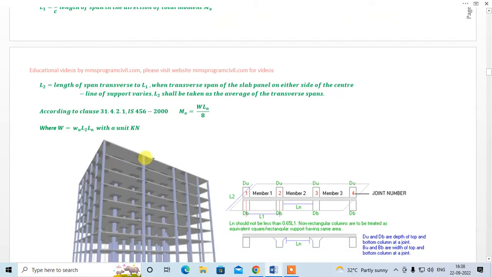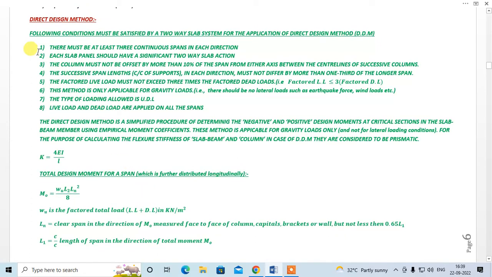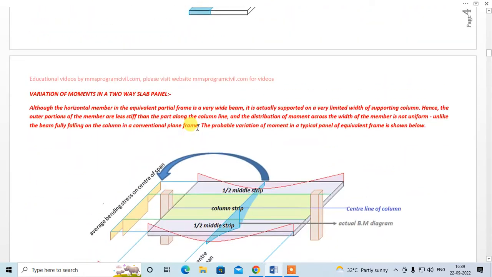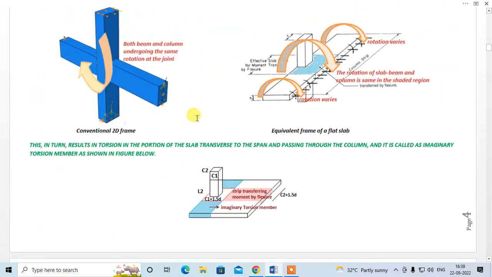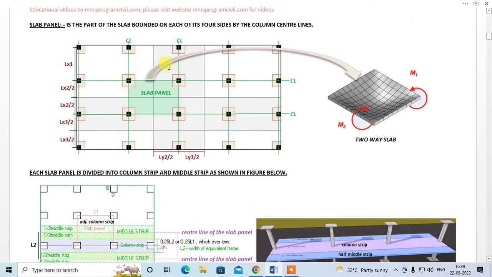Over here we have 1, 2, 3, 4, and 5. You must have at least three spans in both directions, right? So we have 5, so it's okay. Each slab panel should have significant two-way slab action. So as I have explained above, each slab panel should be a two-way slab. This is very important.